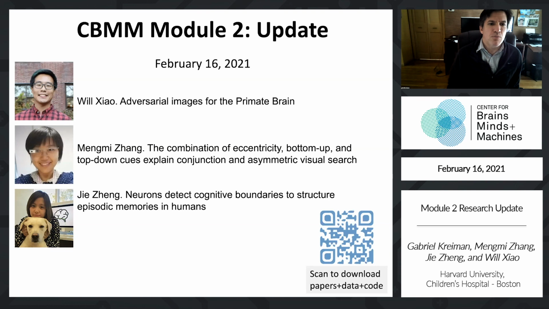And finally, Will will talk about stress testing computational models to understand whether humans and non-human primates are susceptible to the types of adversarial images that have been so important in defining the limits of current deep convolutional neural networks. So without further ado, I'm going to stop sharing and invite Mengmi to start with her presentation.